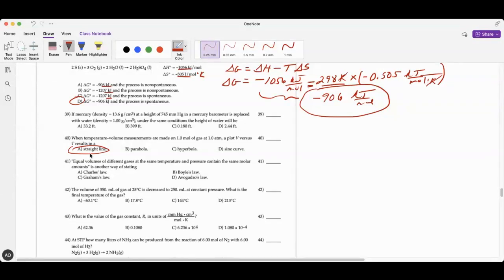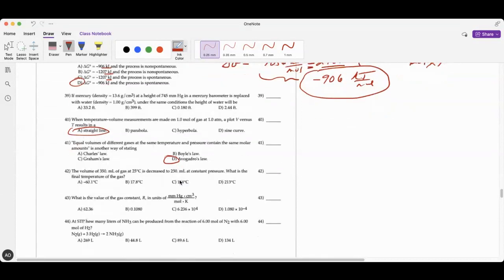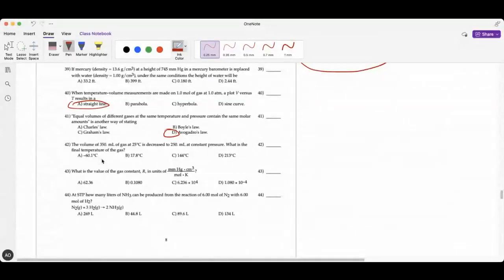Let's see, number 41. Equal volumes of different gases at the same temperature and pressure contain the same molar amounts as another way of stating which law? D. Yep, Avogadro's law, right? That always has to do with the number of moles of gas.